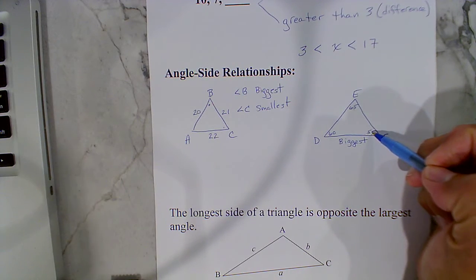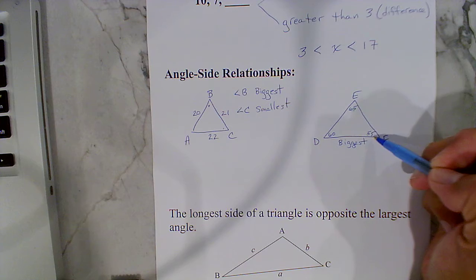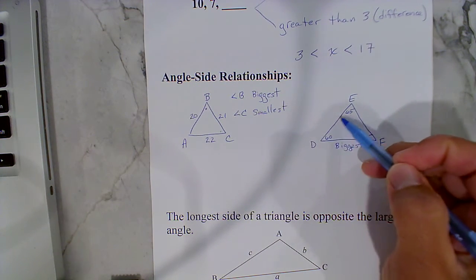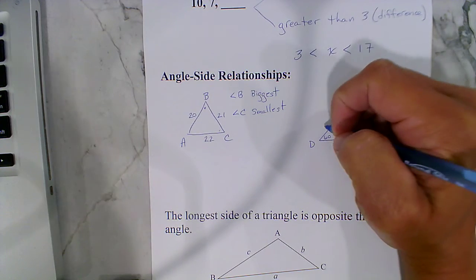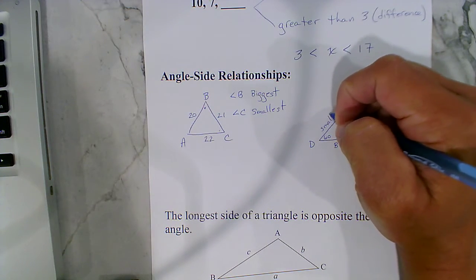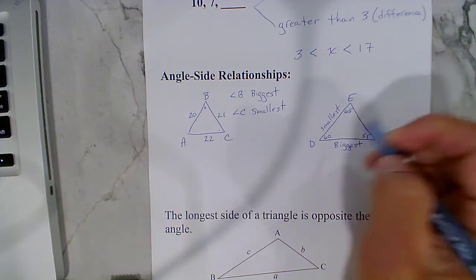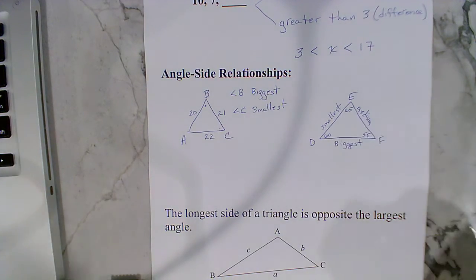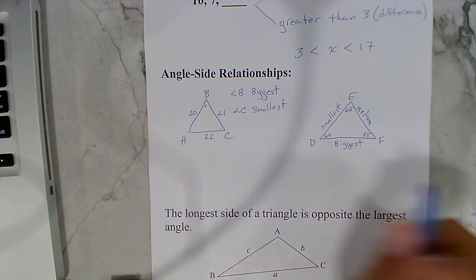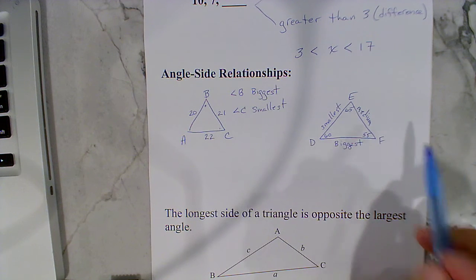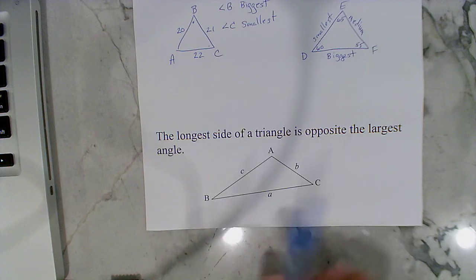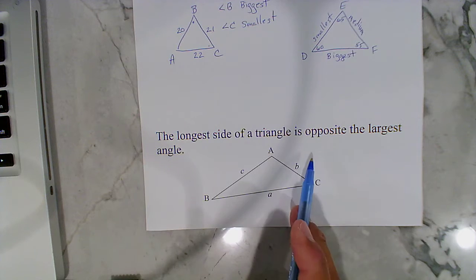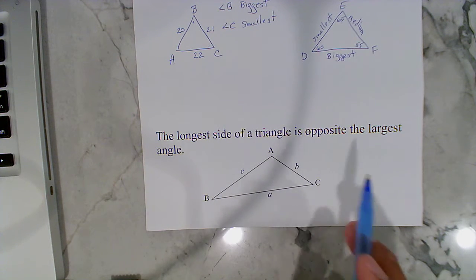And your smallest side is going to be across from the smallest angle. 55 is the smallest of the angles, so that makes DE your smallest side. And again, 60, you can go with medium, or in the middle. Does that make sense? So biggest side across from biggest angle, smallest side across from smallest angle. So the longest side of a triangle is always opposite the largest angle. The smallest is across from the smallest. The medium is across from the medium.